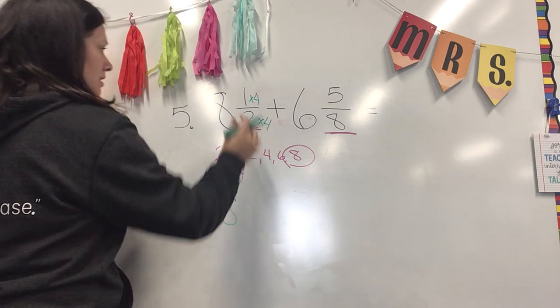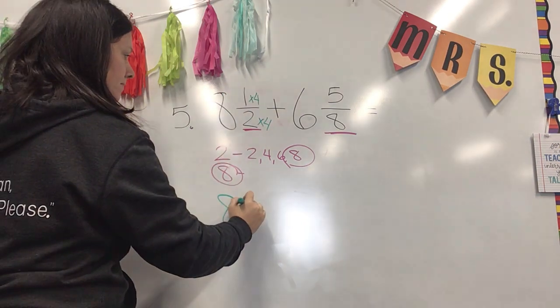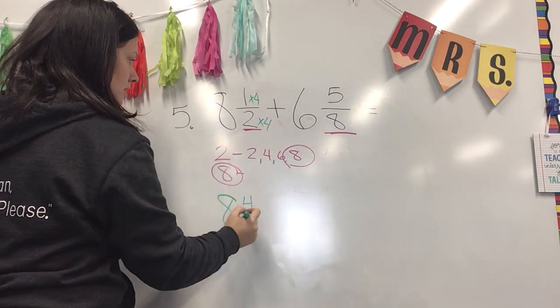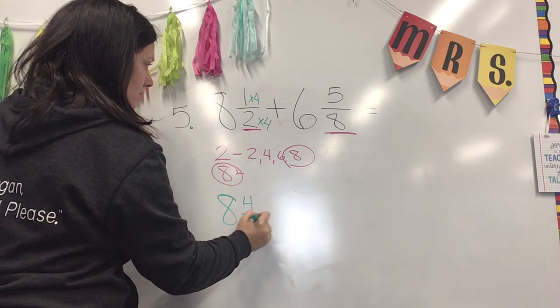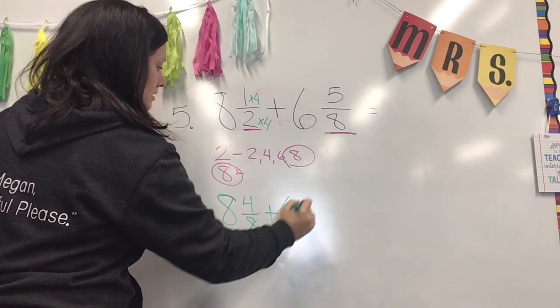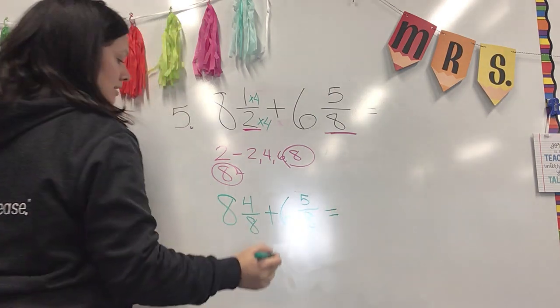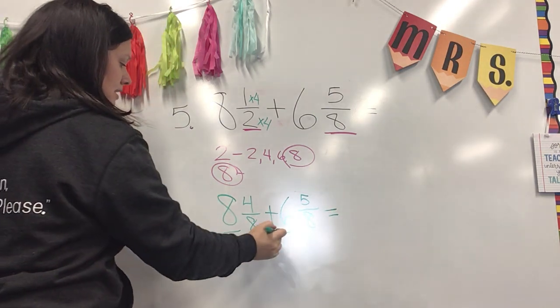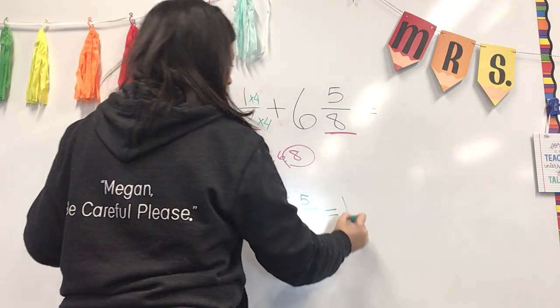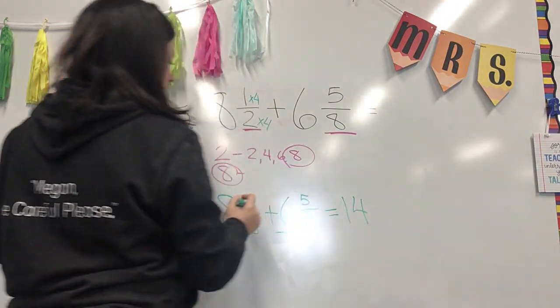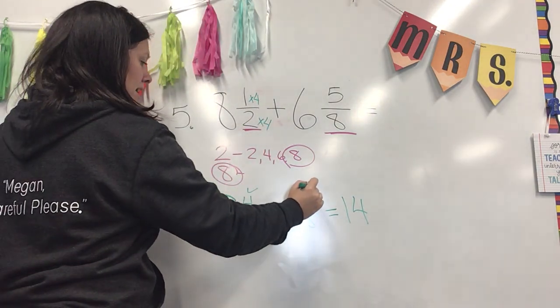I have 8. 1 times 4 is 4, and 2 times 4 is 8, plus 6 and 5 eighths. All right, let's look at our whole numbers. 8 plus 6 is 14. 4 plus 5 is 9.